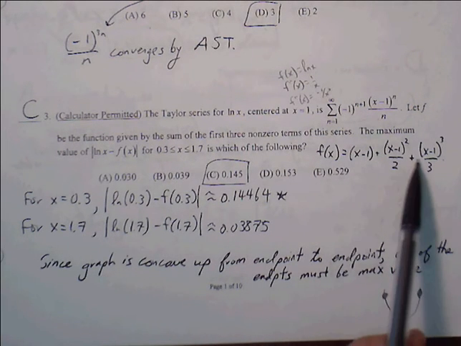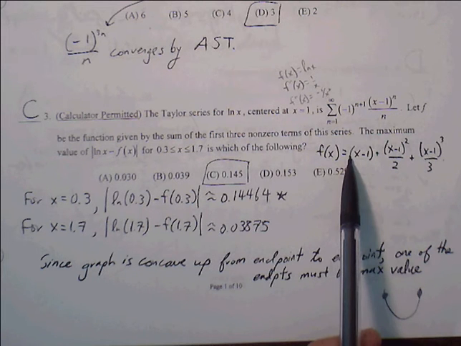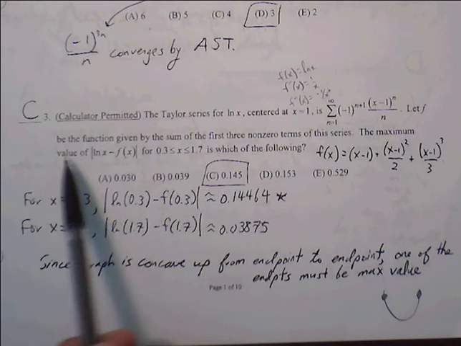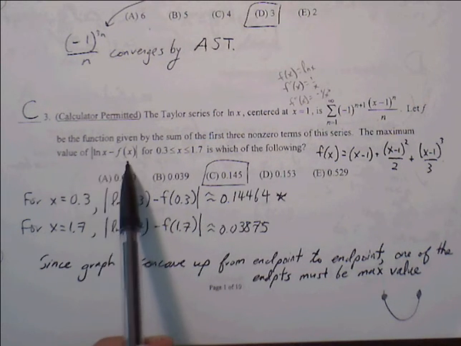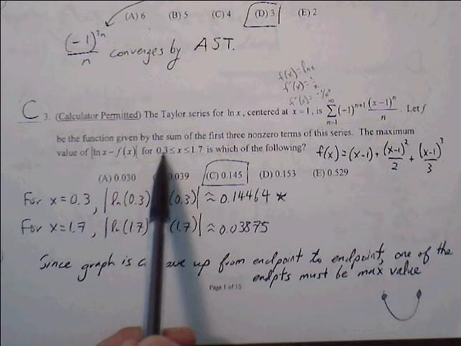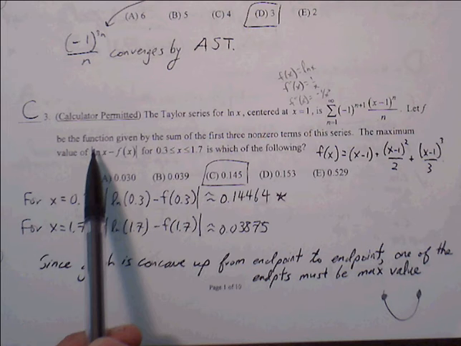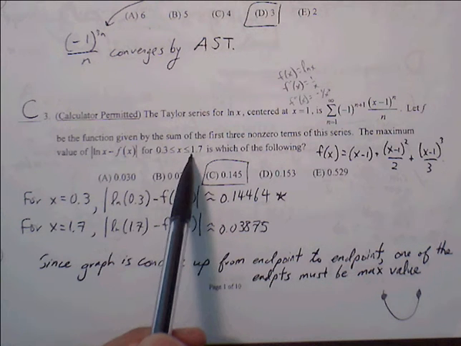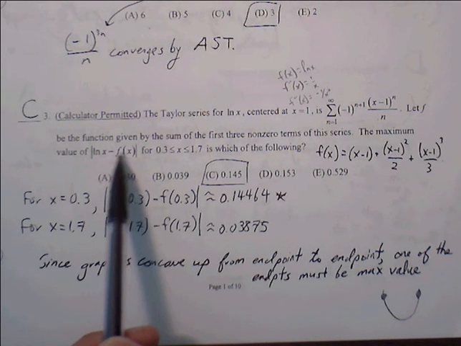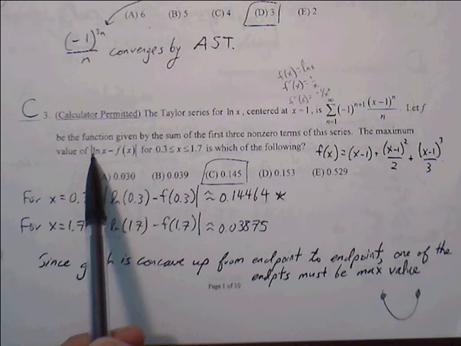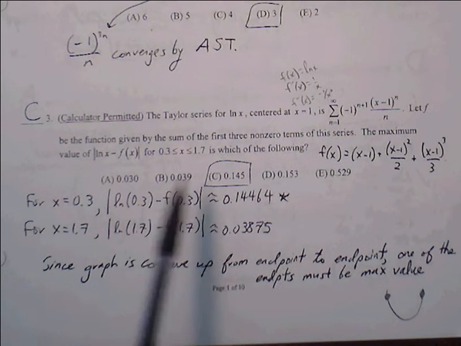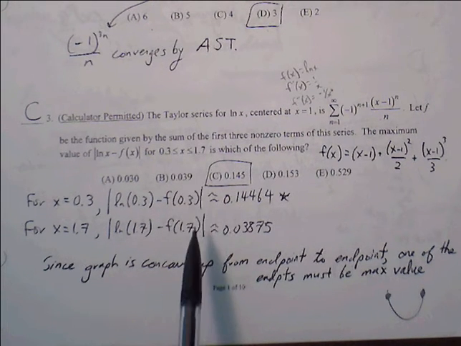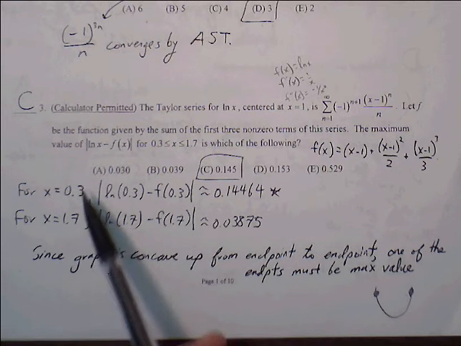So we have the approximation provided by f of x, and then we have the original function, which is natural log of x. It says the maximum value of the absolute value of natural log of x minus f of x for x between 0.3 and 1.7 is which of the following. So we're trying to figure out which values between 0.3 and 1.7 will cause the largest difference between the original function and the polynomial. If we think about the endpoints here, we actually only need to test 0.3 and 1.7.